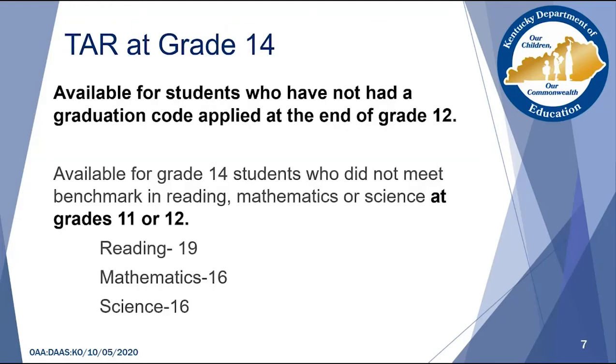Students who complete the 12th grade and remain in a district until they exit or age out by 21 are identified in Infinite Campus as grade 14. Students who are grade 14 may continue to take the TAR as long as a graduation code has not been assigned. Once the graduation code is assigned to a student, the post-secondary readiness score is reported and they are no longer eligible to work towards meeting the benchmarks for completion. The benchmarks remain the same at grade 14 as they are at grades 11 and 12.